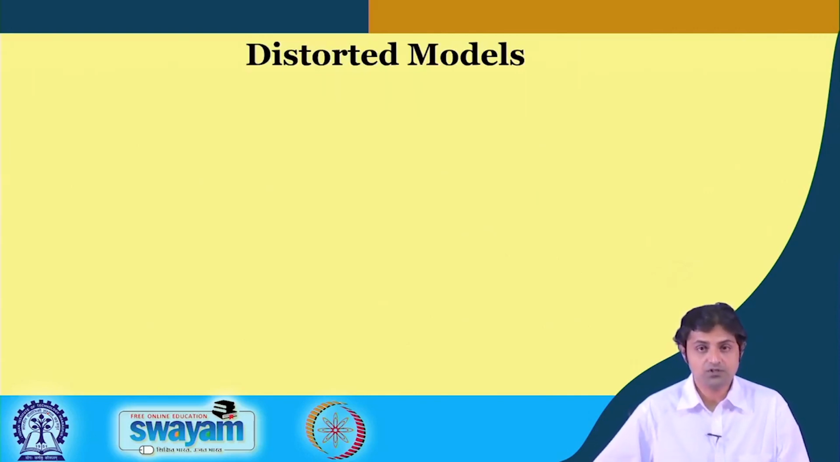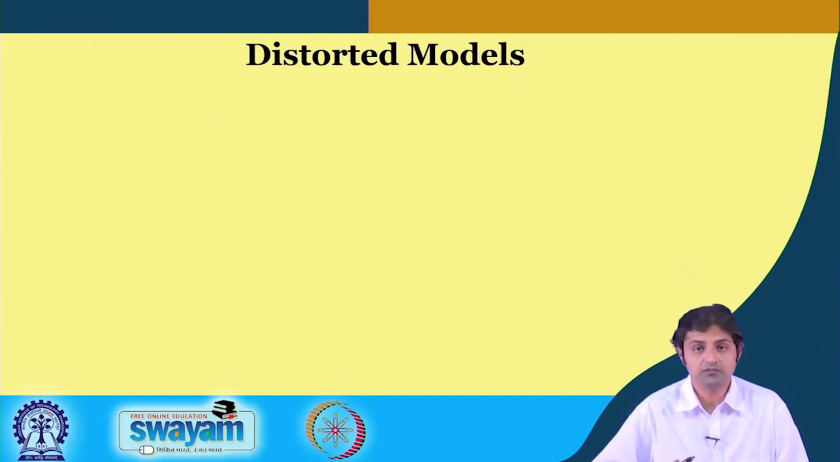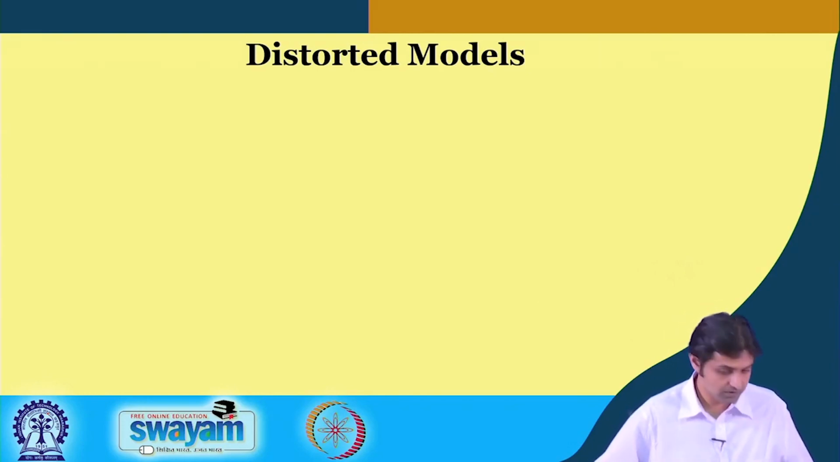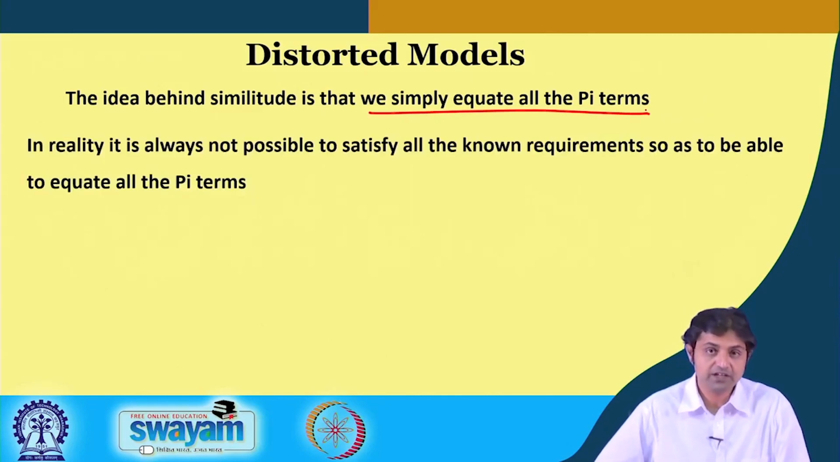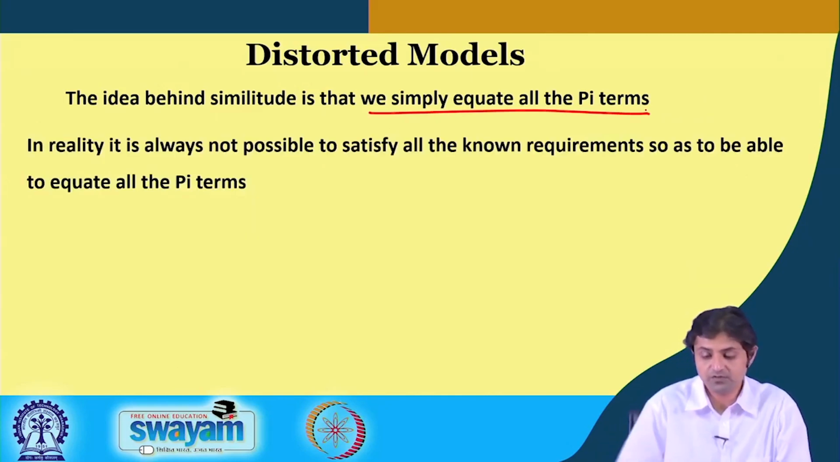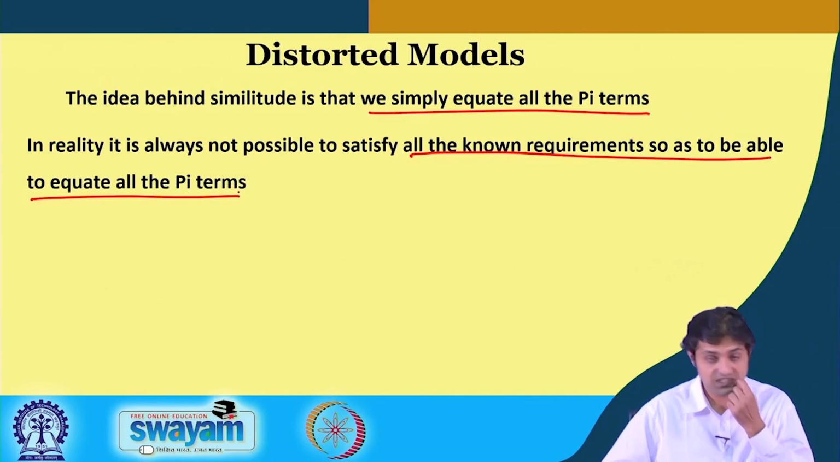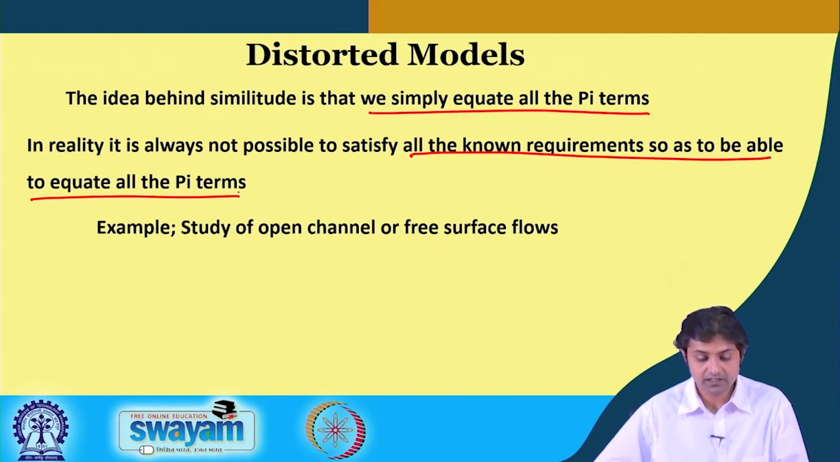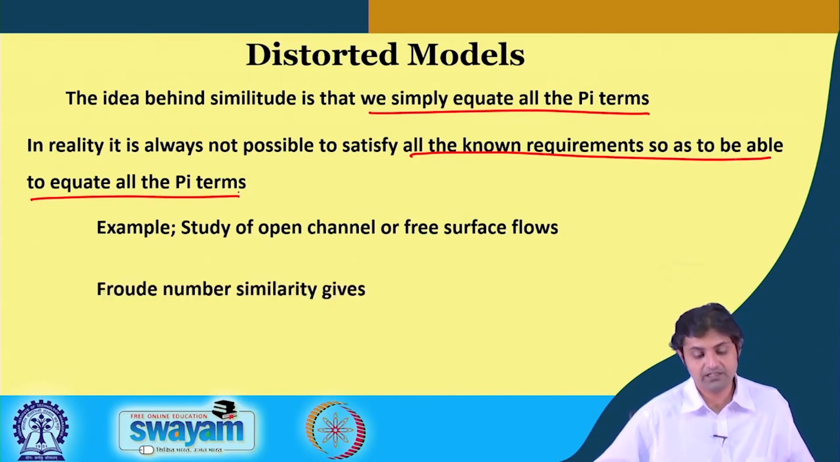Now, there are something called distorted models. Those were an example with proper modeling, where all the laws were taken into account. There are something called distorted models. The idea behind similitude is that we simply equate all pi terms, correct, but in reality it is not always possible to satisfy all the known requirements so as to be able to equate all pi terms. In reality, it becomes very difficult to equate all these terms. Example, study of open channel or free surface flow. We will see through an example.